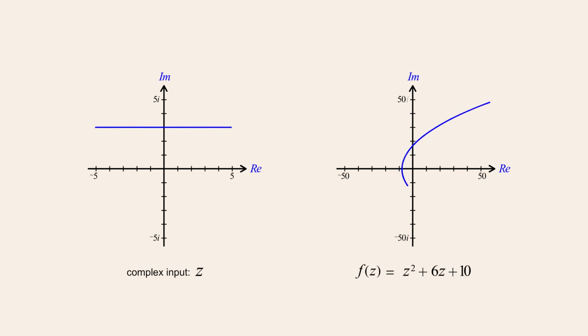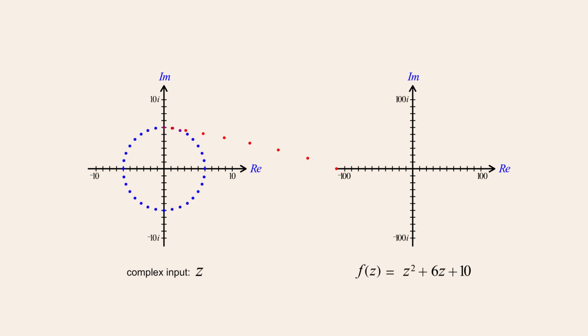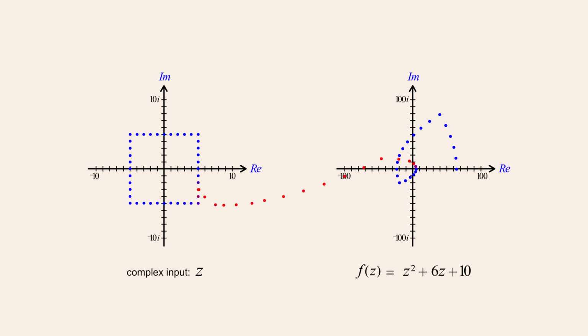The path we choose in our input space doesn't have to be a line. For instance, we could choose a circular path. Or we could choose a square path. By graphing multiple input paths with slightly different parameters, we can get an even more intuitive idea of how the input and output values of a function are related.